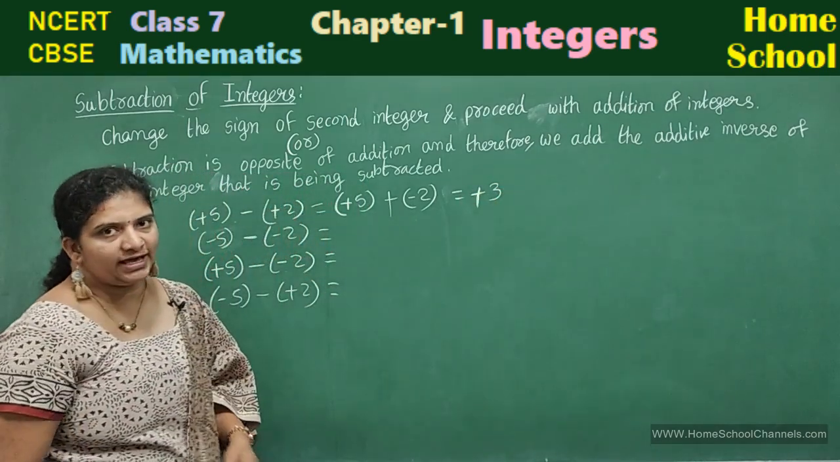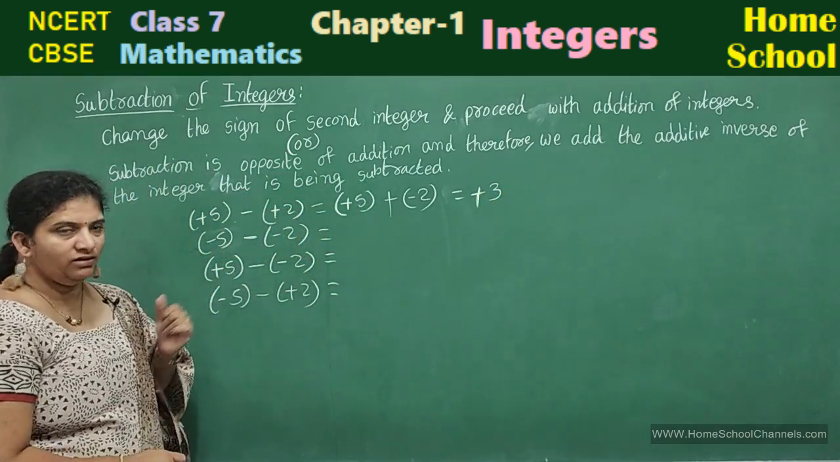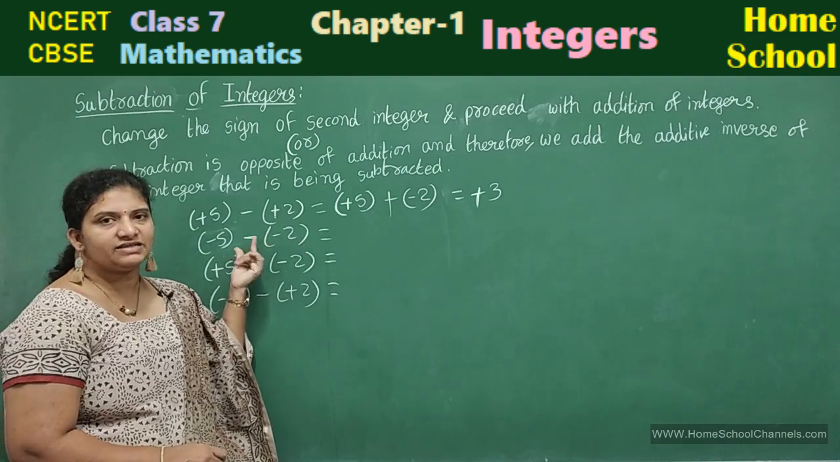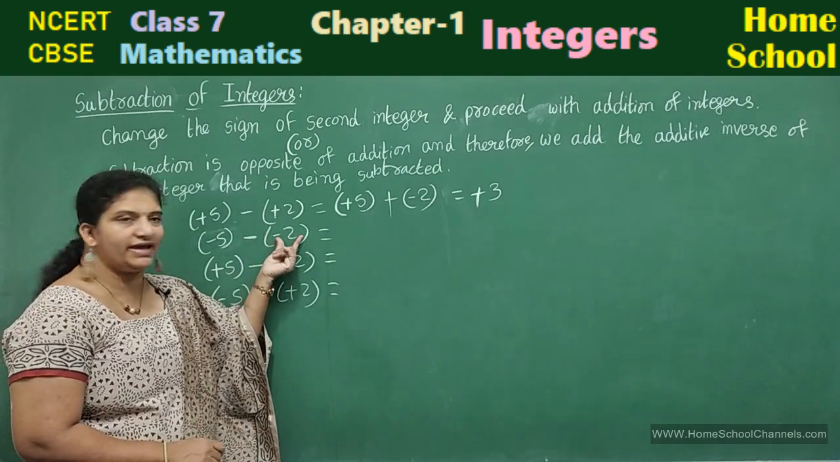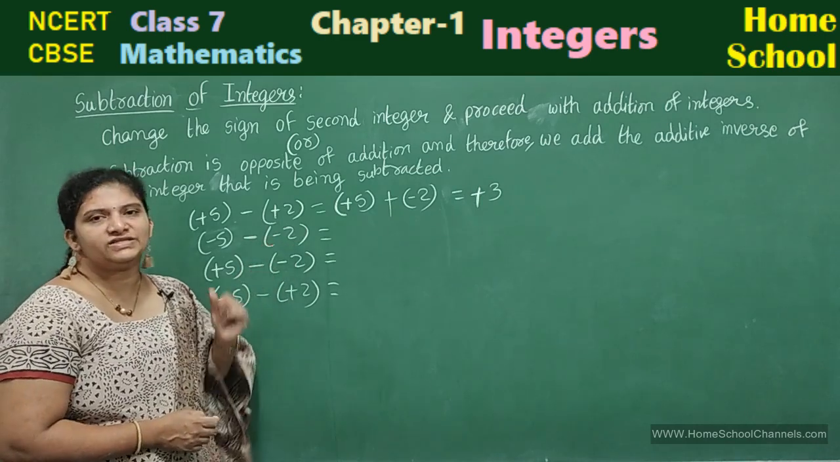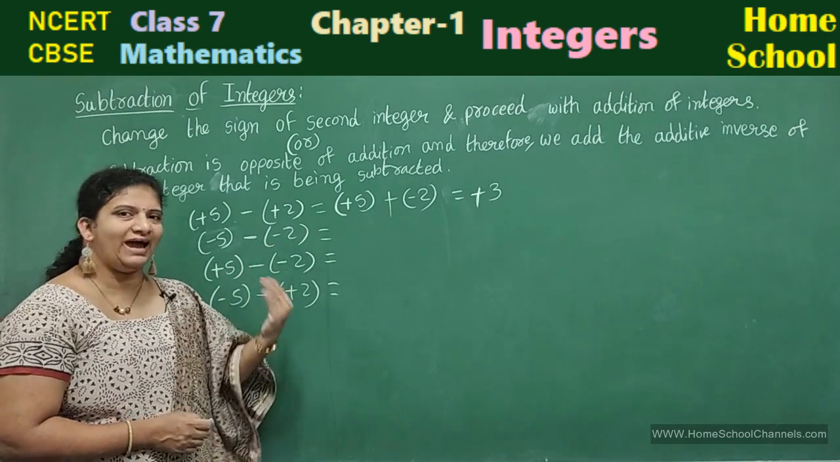Plus 3 is your answer. Let's go with the second one. Two negative integers are subtracted here. Go with the second integer. It is minus 2. Change minus 2 to plus 2 and add the number.